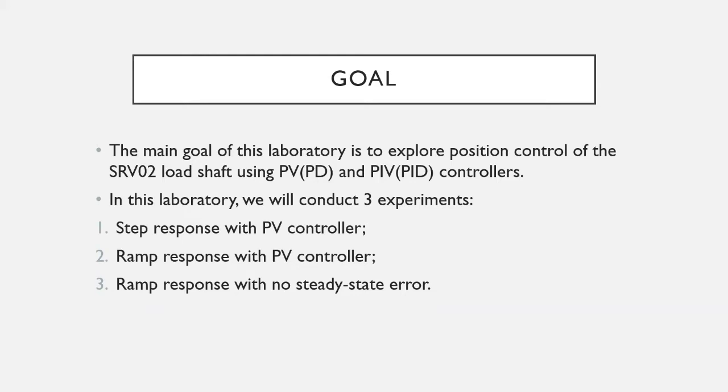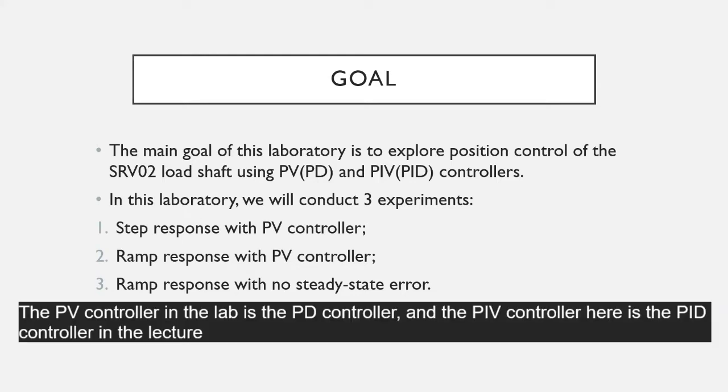The main goal of this position control lab is to explore position control of the SRV load shaft using PV and PIV controllers. In this lab, we will conduct three experiments: step response with PV controller, ramp response with PV controller, and ramp response with no steady-state error.